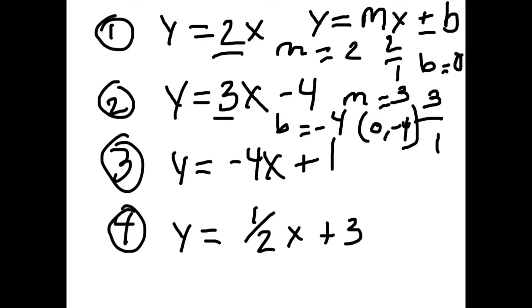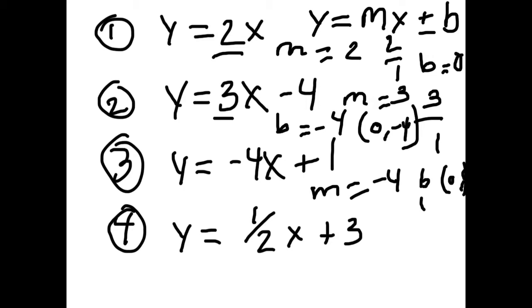For 3, our slope would be negative 4. And our y-intercept, or our b, would be (0, 1) as a point, and just 1 if we just wanted to know the y value of where it crosses the y-axis.